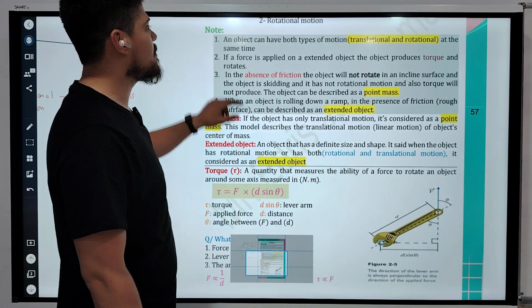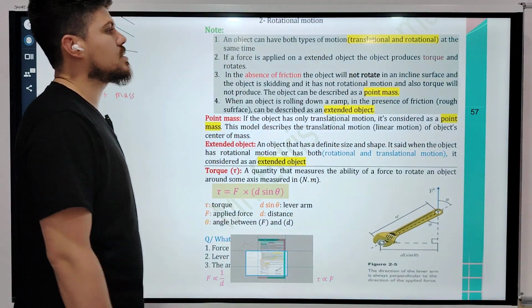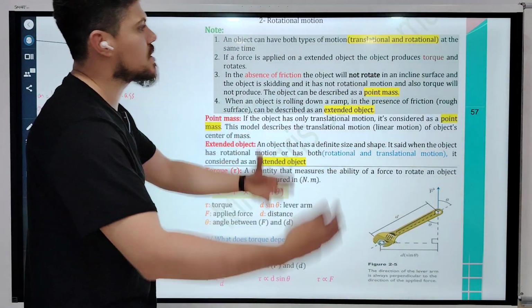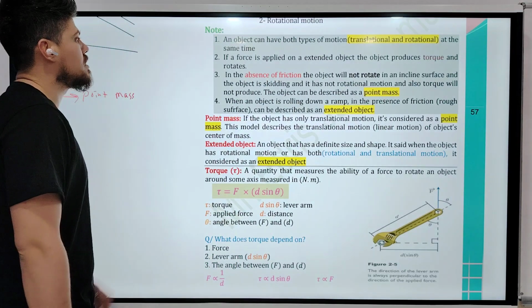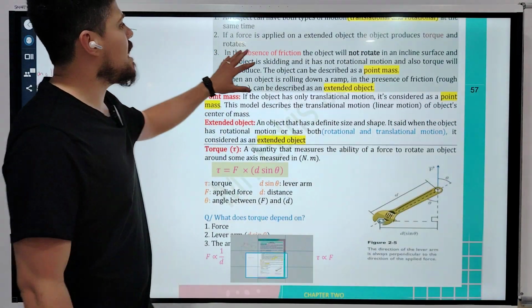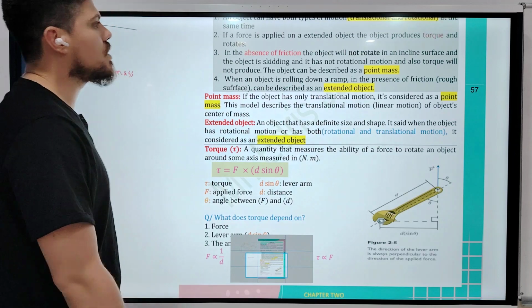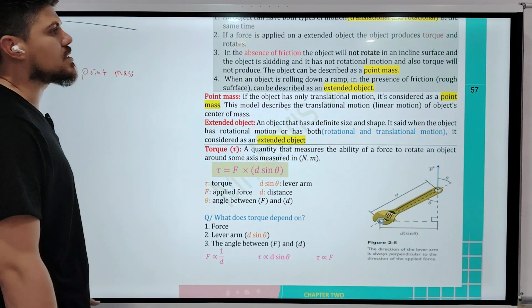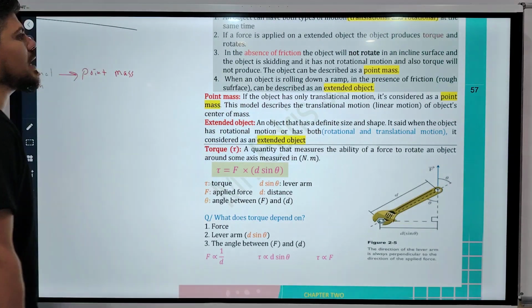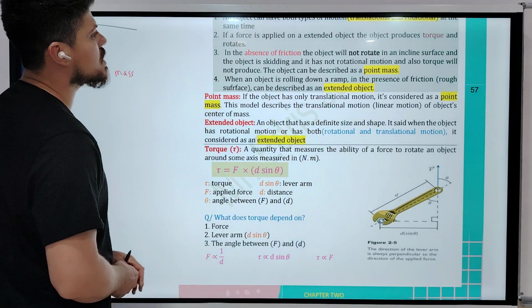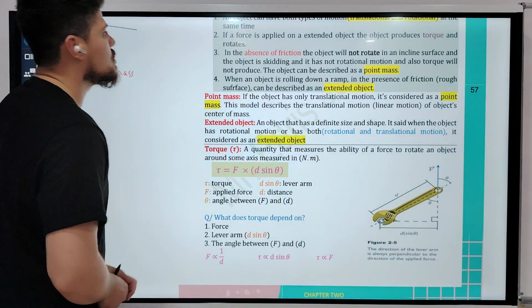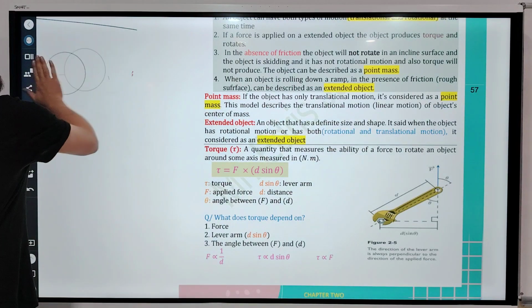Okay. If a force is applied on an extended object, the object produces torque. So we will study that in detail in the next lesson, inshallah. But in the absence of friction, the object will not rotate on an inclined surface. The object is skidding and it has no rotational motion, and also the torque will not be produced. The object can be described as a point mass.